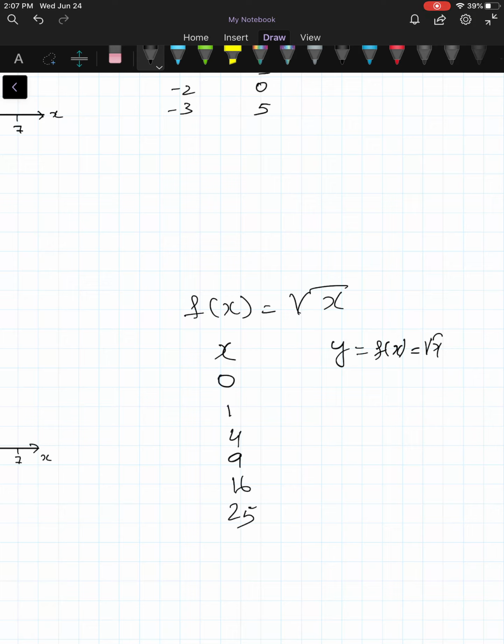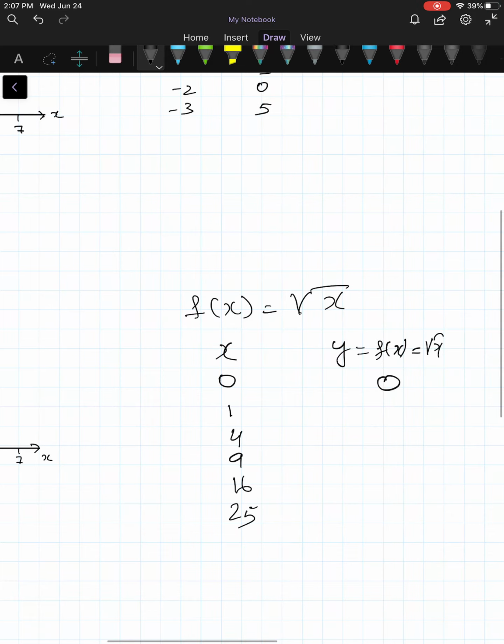You can consider 2, 3 and so on, and calculate it using a calculator, and plot it on the graph. So the square root of 0 is 0, the square root of 1 is 1, the square root of 4 is 2, the square root of 9 is 3, the square root of 16 is 4, and the square root of 25 is 5.